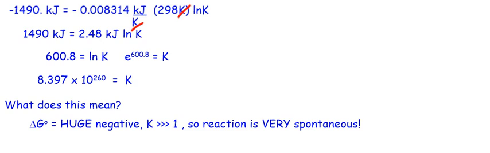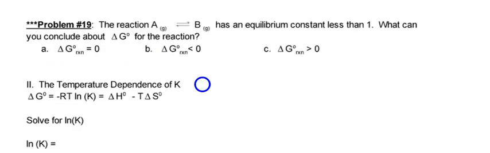Let's go to the next page. All right, so the reaction A is in equilibrium with B, and has an equilibrium constant less than 1. What can you conclude about delta G for the reaction? Think about that again. K is less than 1. What happens to delta G? Go ahead and circle your answer.